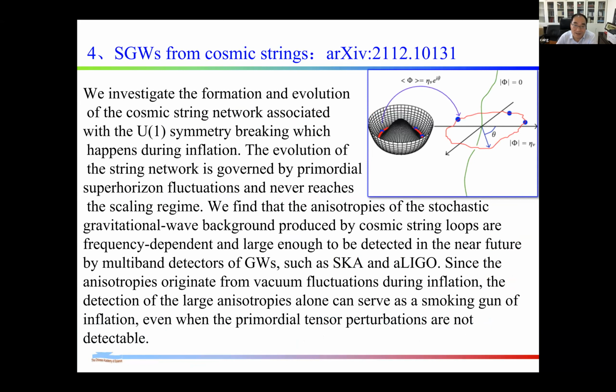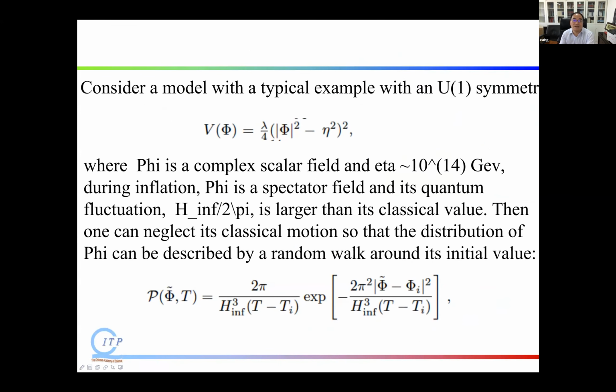For the string case, of course, the Z2 symmetry is replaced by the U(1) symmetry. Once the U(1) symmetry is broken during the inflation, then strings will be formed. The idea is almost the same. Consider, for example, a Goldstone model, where phi is a complex scalar field. We take the eta, the vacuum, equal to this one during the inflation.